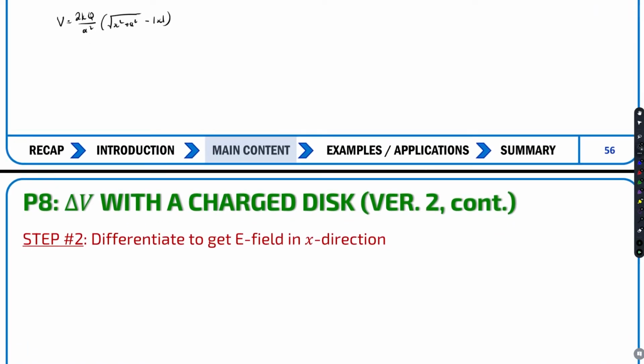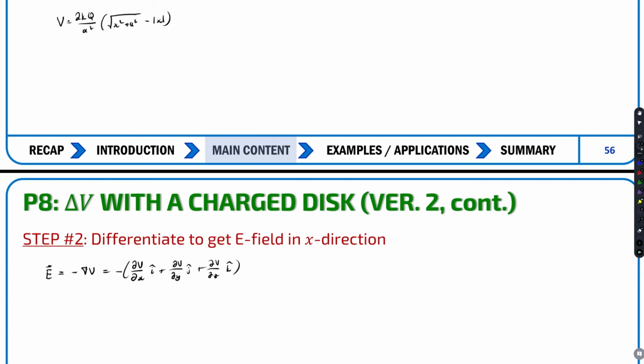We may want to use the gradient. So E is equal to negative del V, and that is going to be equal to negative ∂V over ∂x. It's the same for each one. It's the partial derivative of each of these, where i, j, k is simply the unit vector in the x, y, and z directions respectively.